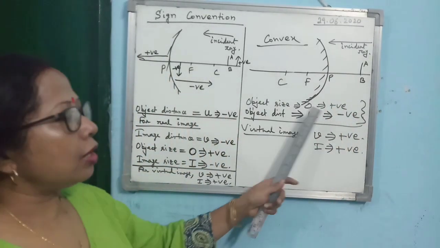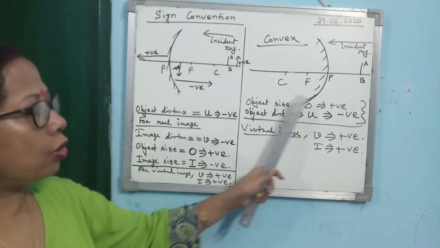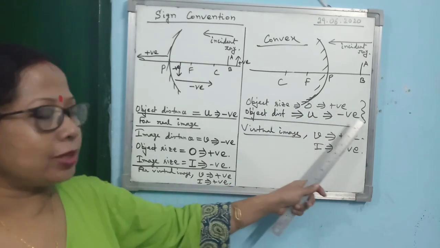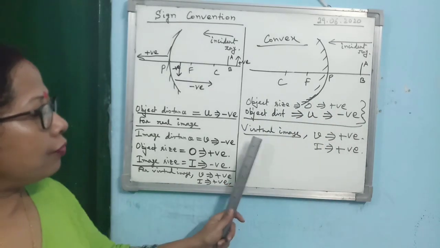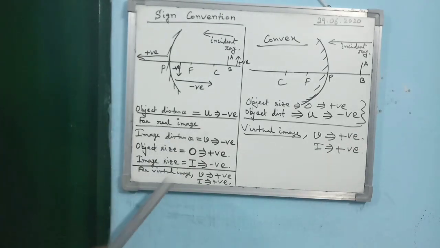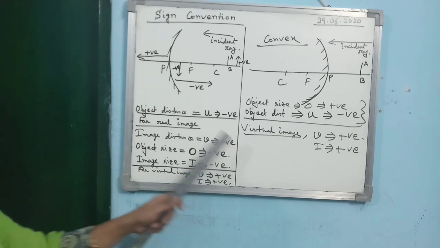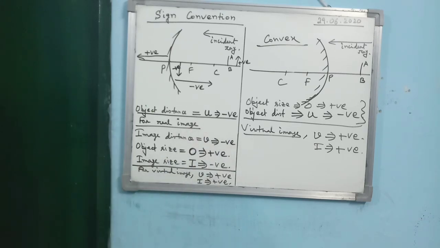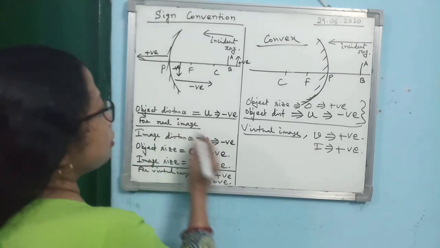The image may be real or virtual. So object size O is positive and object distance U is always negative. But for a virtual image, V is positive and I is positive, and for a real image, V is negative and I is negative. Is that clear? Now come to the focal length.